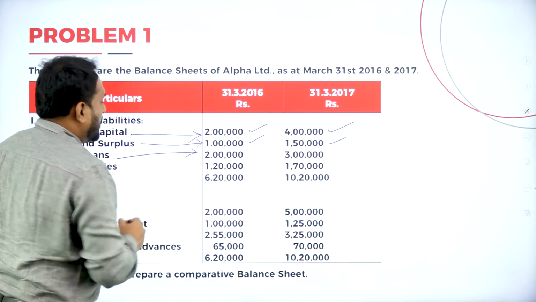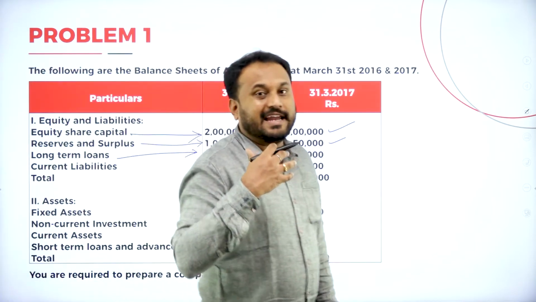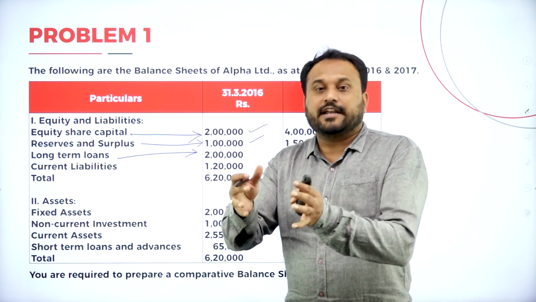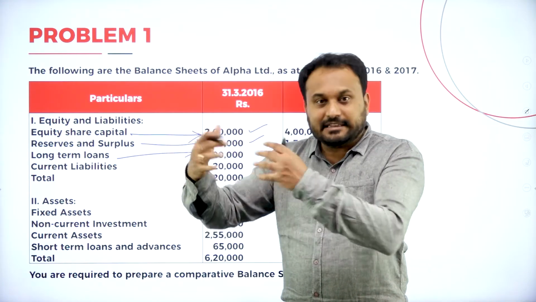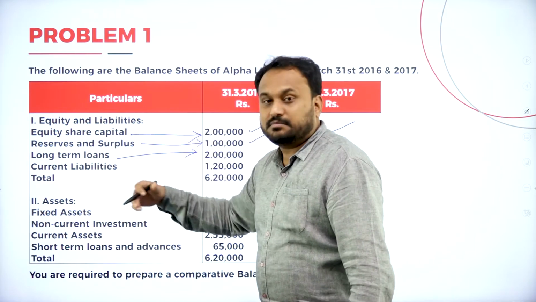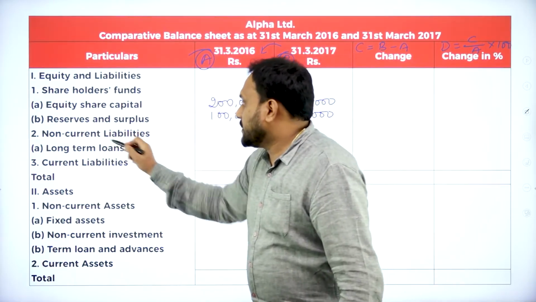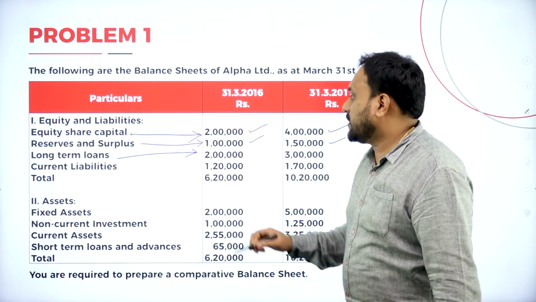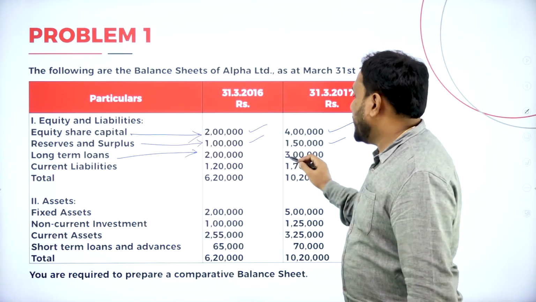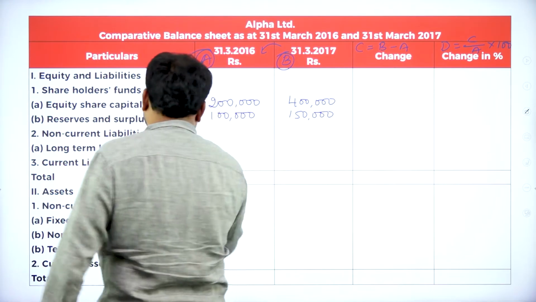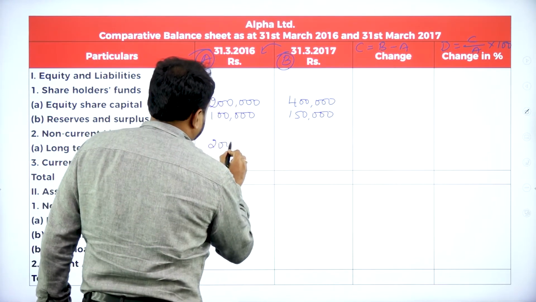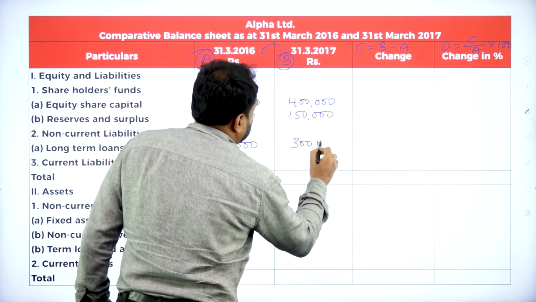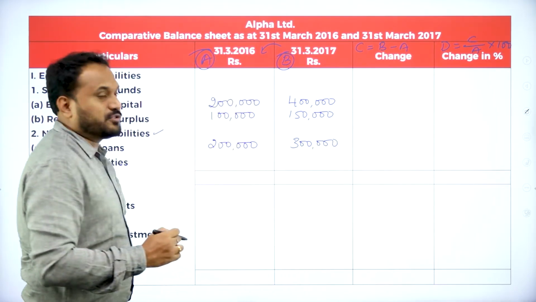Next, after that we have long-term loans. What is this heading called? Long-term loans, in the sense non-current liabilities. In that we have long-term loans. See here, non-current liabilities we have written, and in that long-term loans. How much are the long-term loans? They say 2 lakh and 3 lakh. So we'll write here long-term loan 2 lakh, and then here 3 lakh.